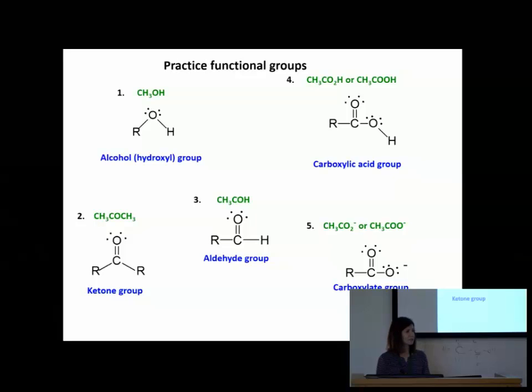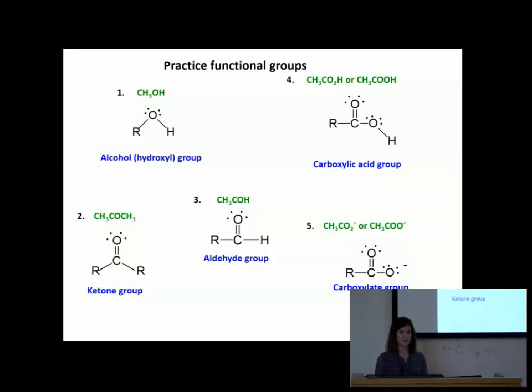I'm not going to test you on that part. And again, the test will be recognition, not drawing out. It's very different, right? Recognizing rather than saying, draw me a carboxylic acid. That's very different than picking the carboxylic acid out of this group. It's a lot easier to do the second one than the first one.